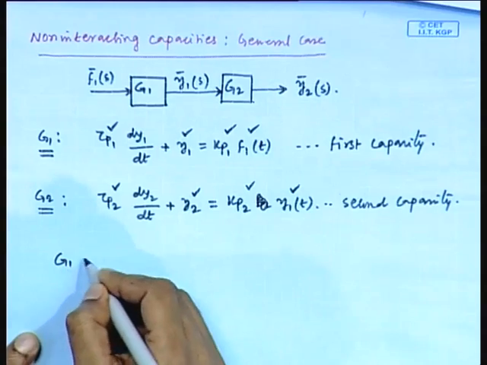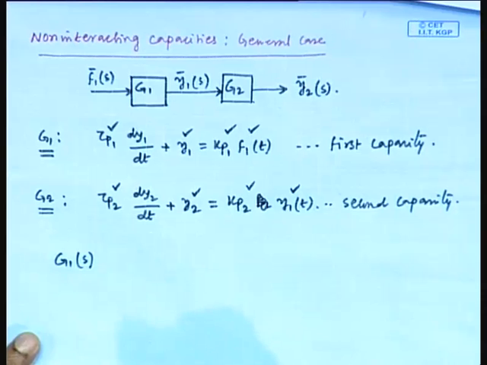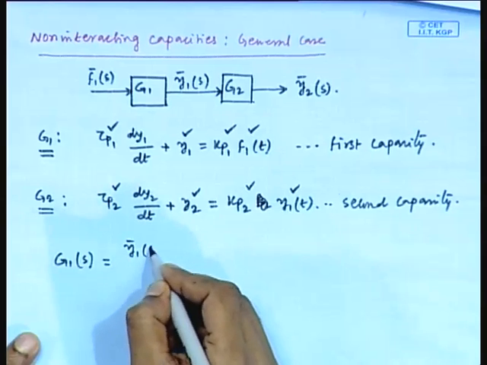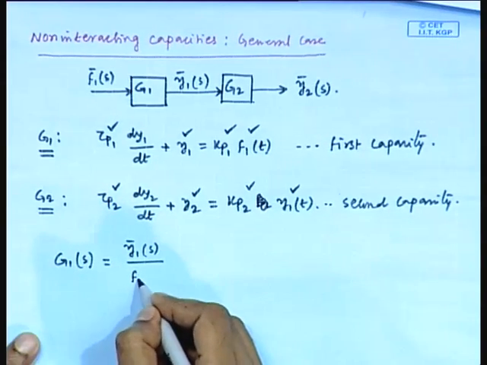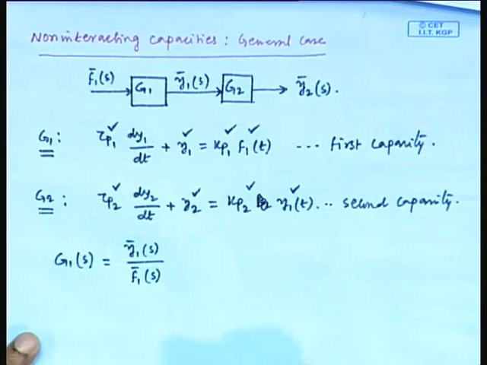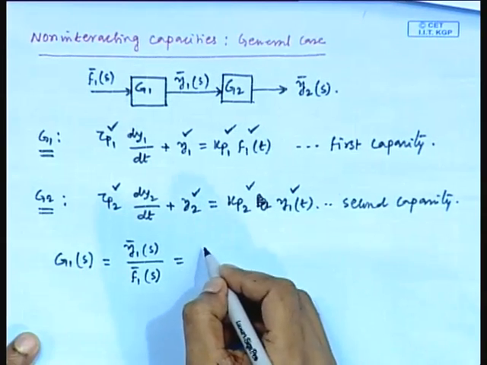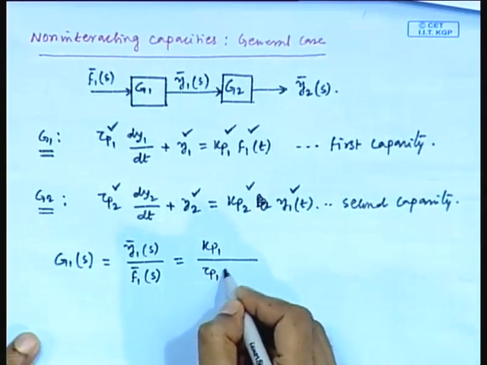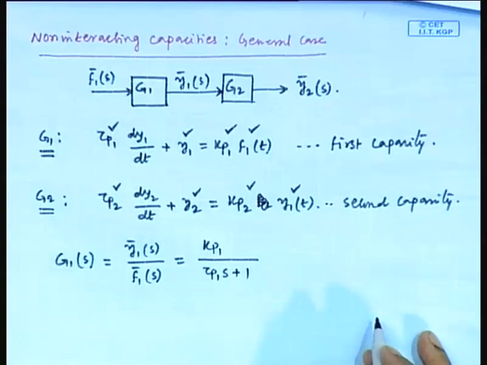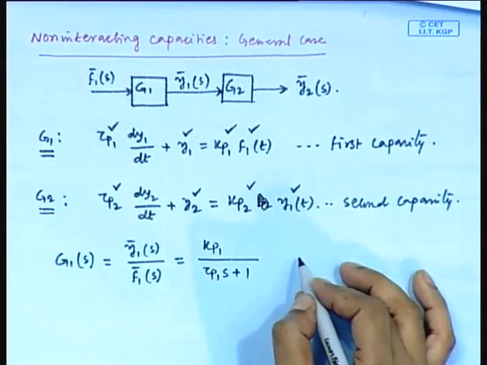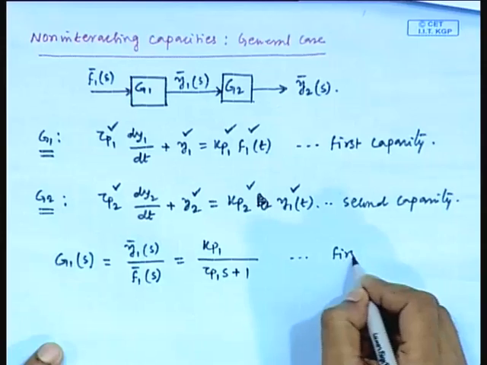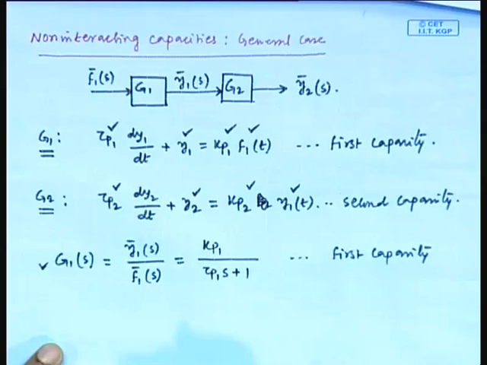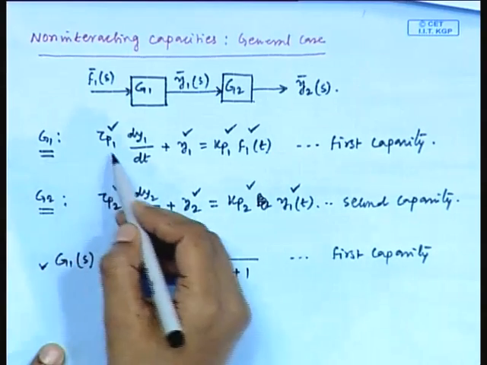So, we can write the expression for transfer function for the first capacity: G1(s) equals Y1 bar(s) divided by F1 bar(s), that will be Kp1 divided by tau p1 s plus 1. Fine. This is for the first capacity. The expression of G1 we can obtain by taking Laplace transform of this model.